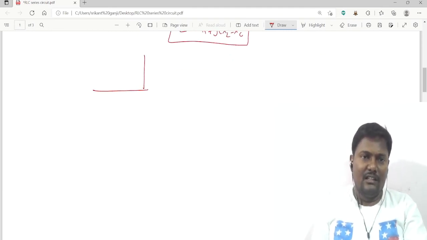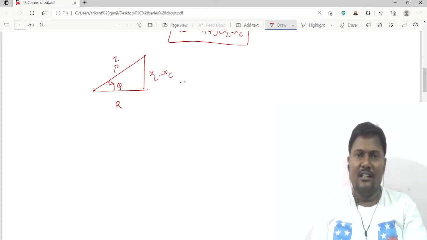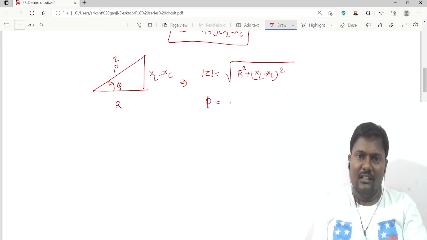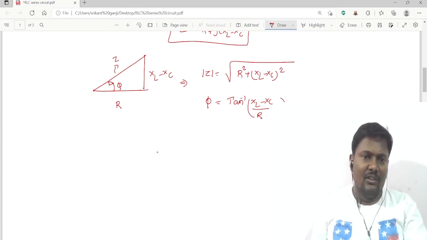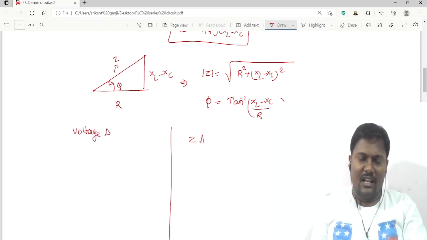So I can represent the impedance triangle. The horizontal is R and the vertical portion is XL minus XC, and this portion is Z. The magnitude of Z is equal to under root of R square plus XL minus XC whole square, and the angle is tan inverse of XL minus XC divided by R. So again the same story, voltage triangle, and this one is impedance triangle.